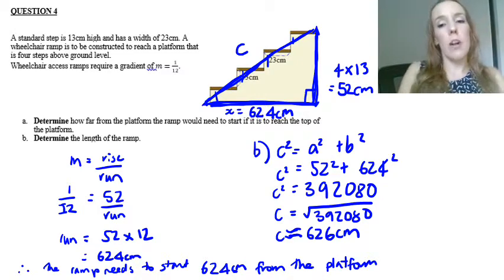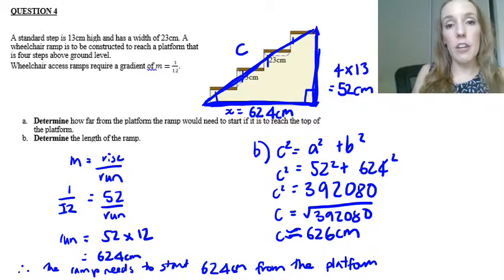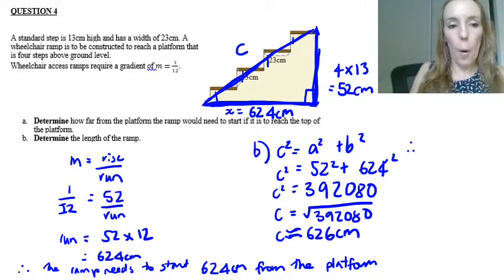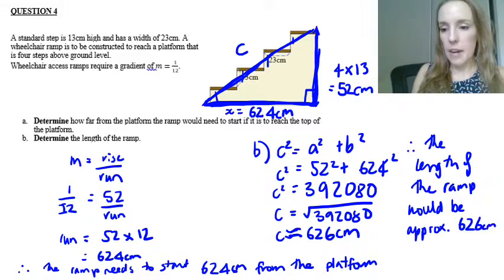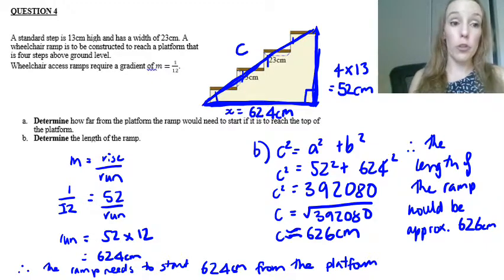So first thing, we determine our height, then our distance from the start, and using Pythagoras' theorem, we've been able to actually calculate there the length of the ramp. And obviously, because it's a word question, we're going to answer in words. So therefore, the length of the ramp would be approximately 626 centimeters. So remember, always answer word questions in words, and don't forget to use your units as well. So that's that one there.